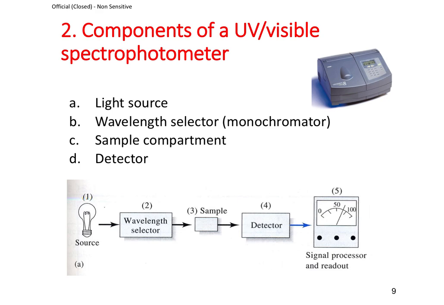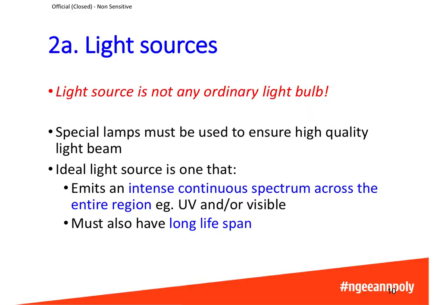In this section, we will be looking at the components of a UV visible spectrophotometer. In every UV or visible spectrophotometer, there will be a light source, a wavelength selector or monochromator, a sample compartment, and a detector. So first, let's take a look at the light sources.